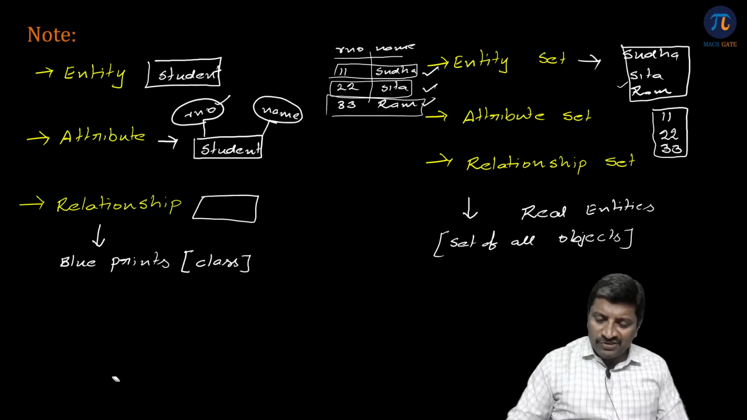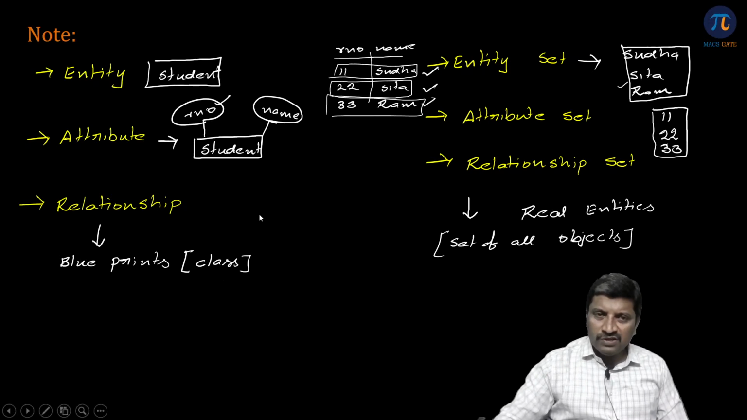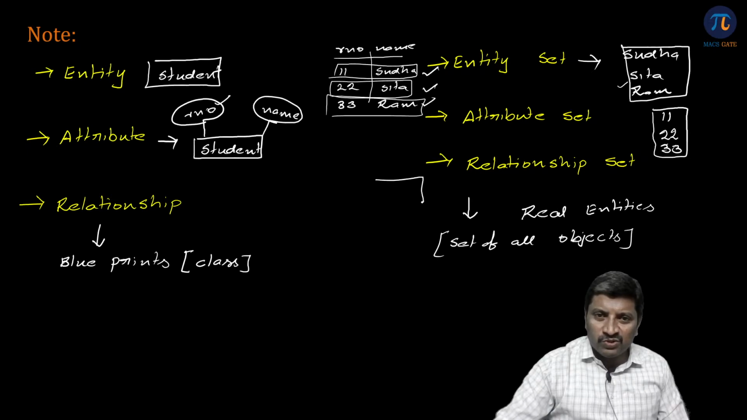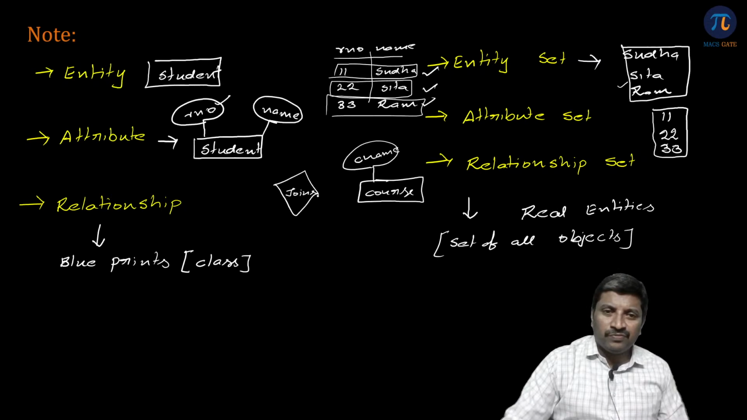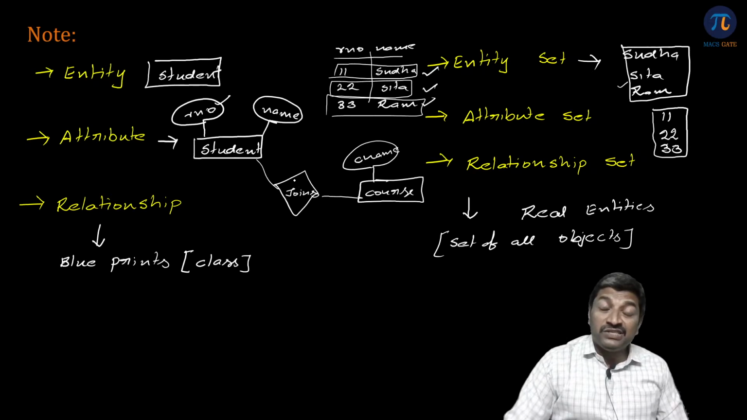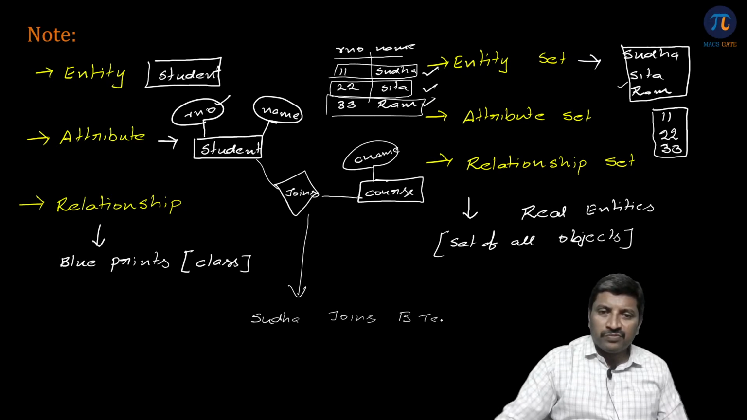Okay, let me directly frame it, sir. Suppose this student joins in some course. Suppose I have only one course attribute, the course name. Then the relationship is joins. Sir, joins is a generic term. Then what are the relationship sets? Suppose Sudha joins BTech. This is my first relationship, real time.